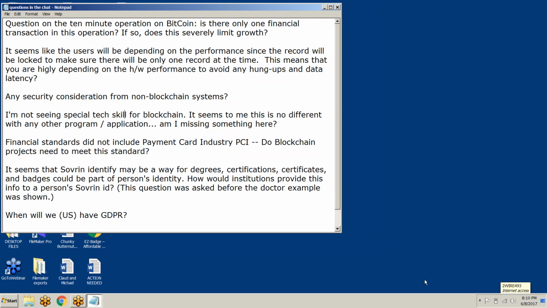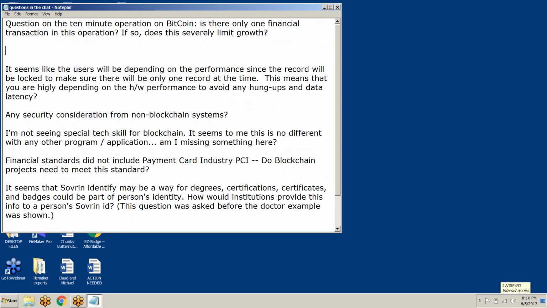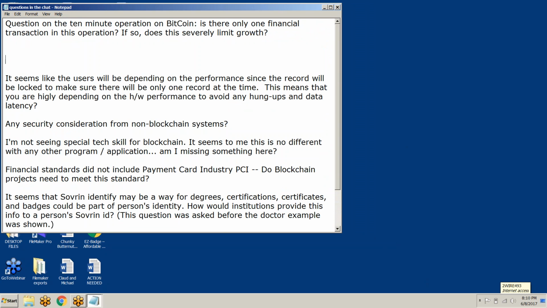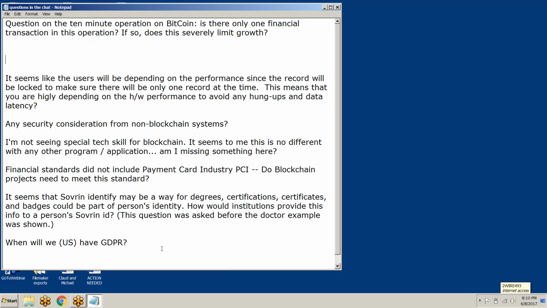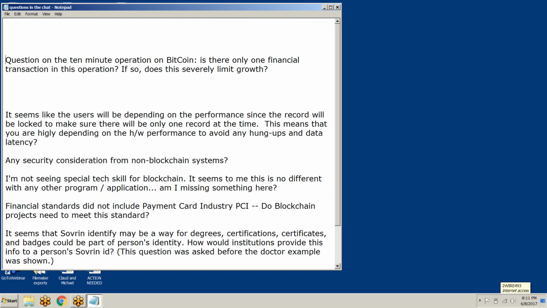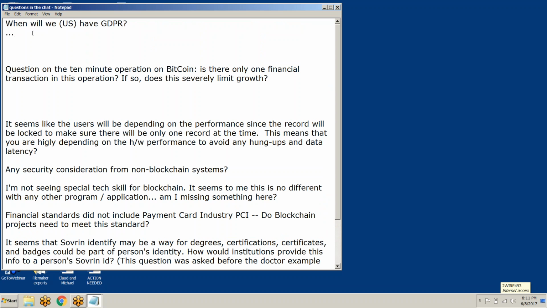So maybe we take turns on this. Let me answer one or so of the easy ones. Down at the bottom there, the one about the General Data Protection Regulation. I've actually been doing some research on that one. It applies to any company doing business in Europe. So when you say, when will the U.S. have it, it really applies starting May 25th, 2018, next year, less than a year away.